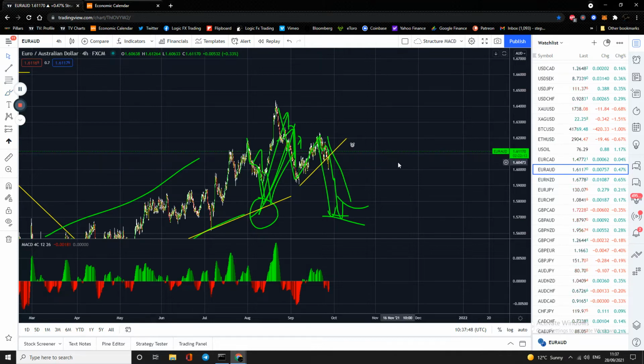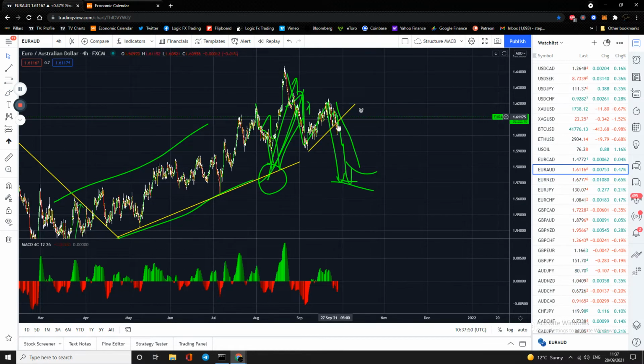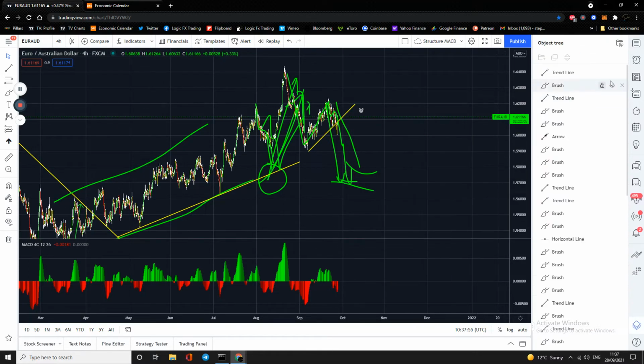Euro Aussie, not sure with that either, but possibly it's this. Possibly I've got it in the right direction, but whether I would want to trade it or not, it's another thing.